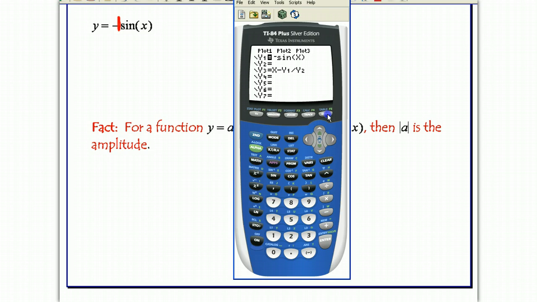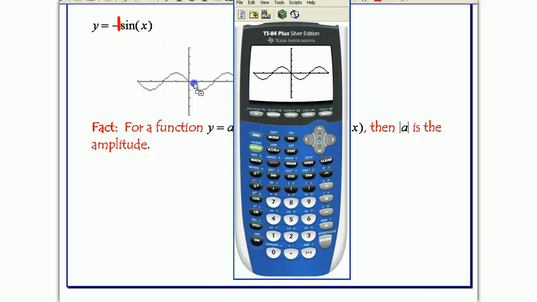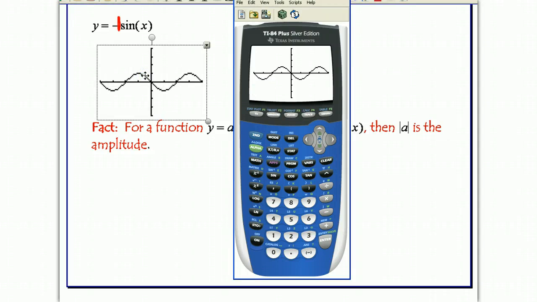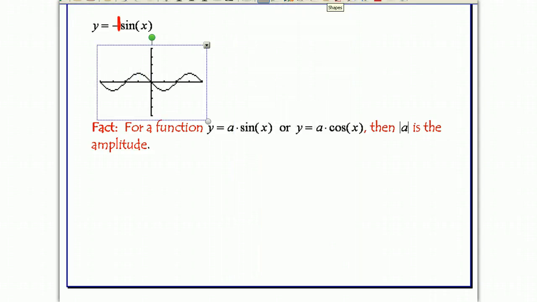Hit graph on this. And it looks just like a sine graph, except the exact opposite. Everything got flipped over. Remember our sine graph? It came up here and went down here. So now it goes down first and up second. So you got the mirror image of our sine graph with a negative in front of it.